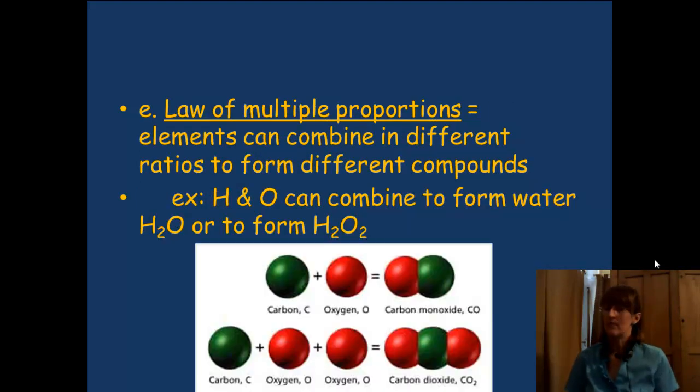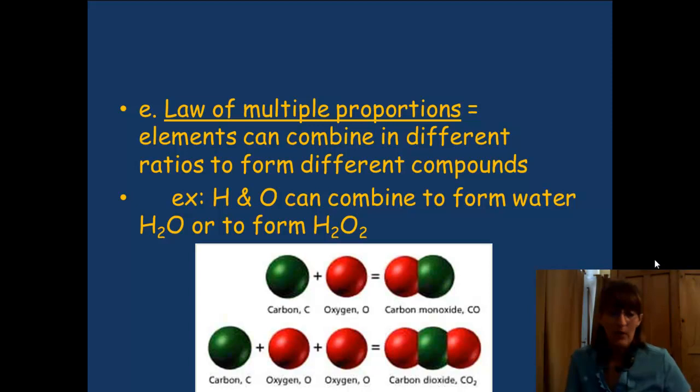Now, here's another one. Here's the law of multiple proportions. And that means that you have elements and they can combine in different ratios to get different compounds. So you have H2O, and you get water, and you have H2O2, and you get hydrogen peroxide. They can combine in different ratios. Here on the picture you have carbon and oxygen, and you get carbon monoxide, the stuff that's blowing out of the exhaust on your car.